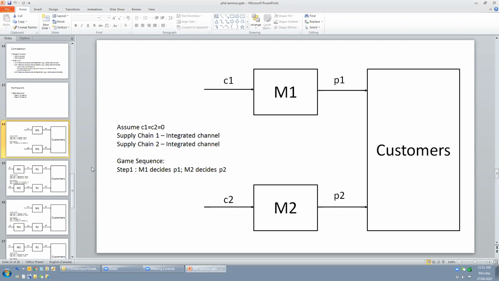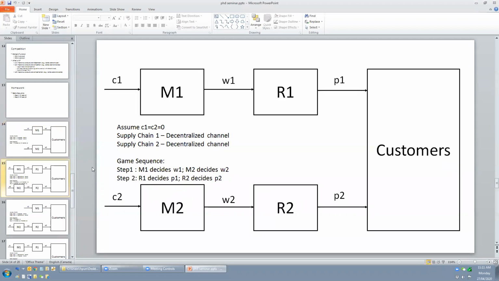Let's consider another possibility. So M1 and M2 have a decentralized channel. What does it mean? So M1 sells the product to retailer number 1, and retailer number 1 sells the product to the customers at P1. Same thing, M2 sells the product to R2, retailer number 2, and retailer number 2 sells the product to customers at P2.